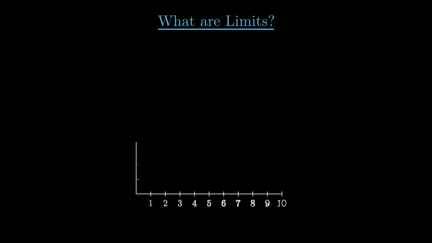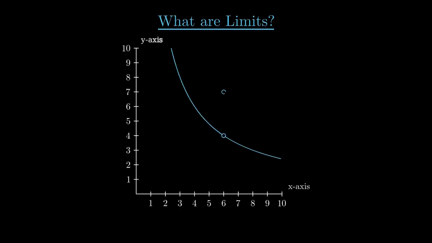Let's take an example. This graph has a hole at x equals 6 and the actual value of the function at x equals 6 is 7. Now, the question is, what is the limit of the function as x approaches 6? In order to find the limit as x approaches 6, let's start from any point on the left side and move towards 6 along the x-axis and observe the y value.